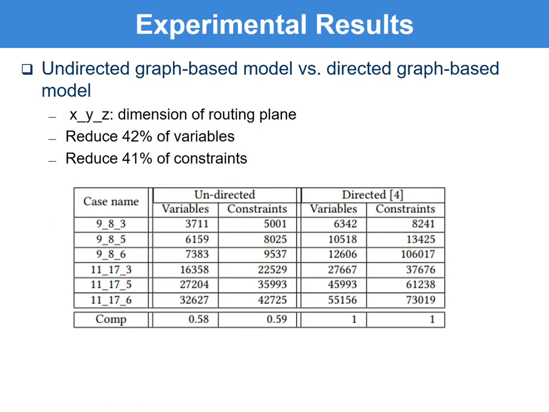The first experiment involved a comparison of variables and constraints between the undirected and directed routing models, with each test case named based on 3 dimensions x, y, and z of the routing plane. The findings indicated that the undirected routing model demonstrated a reduction of 42% and 41% in variables and constraints, respectively.